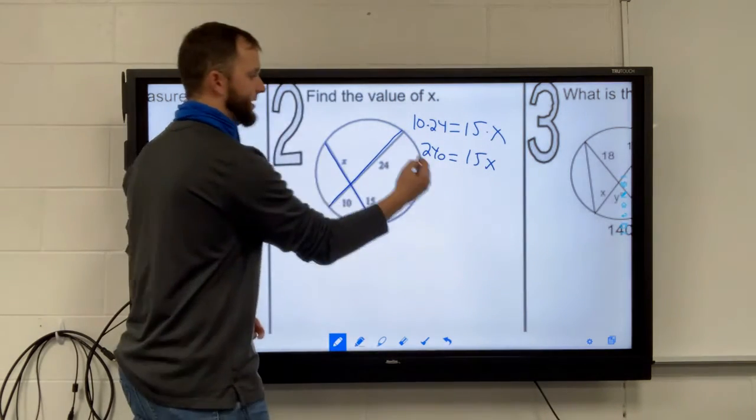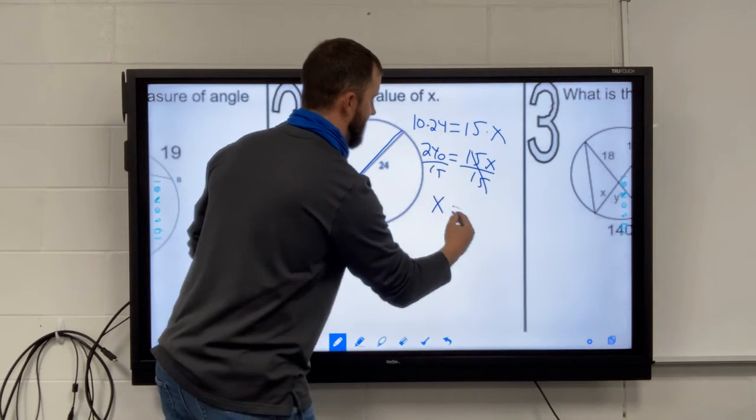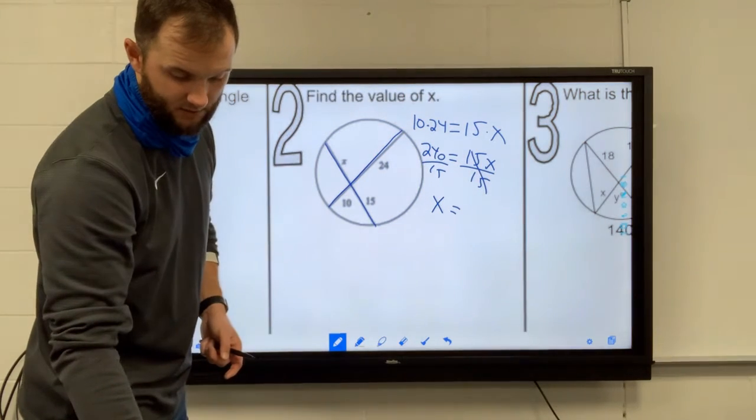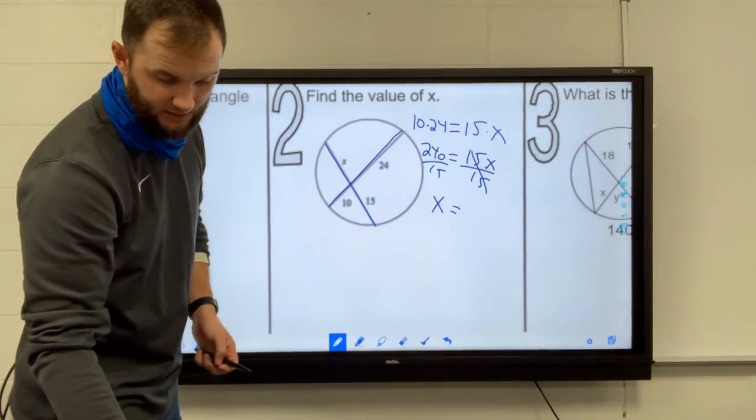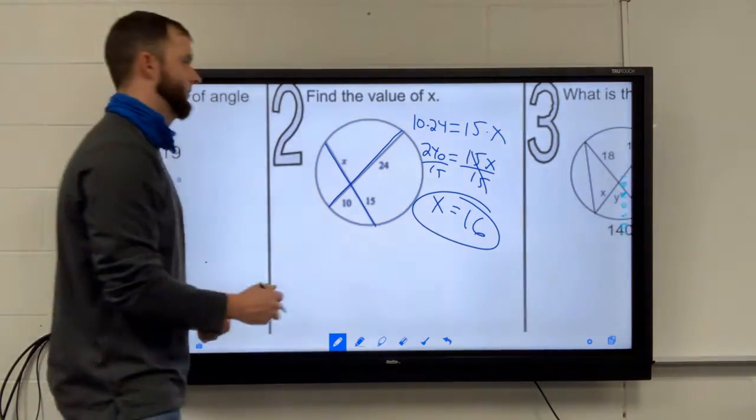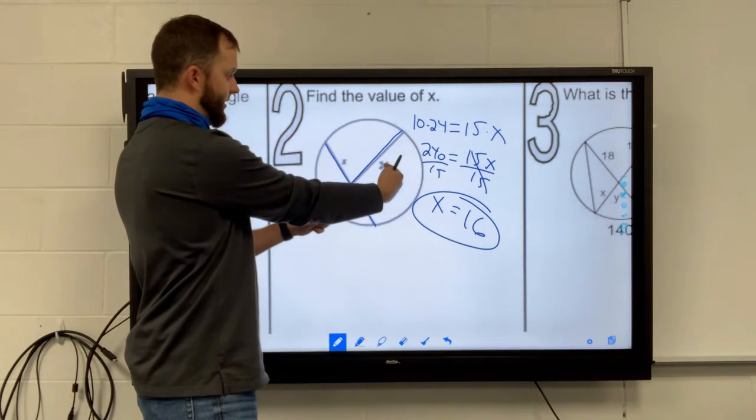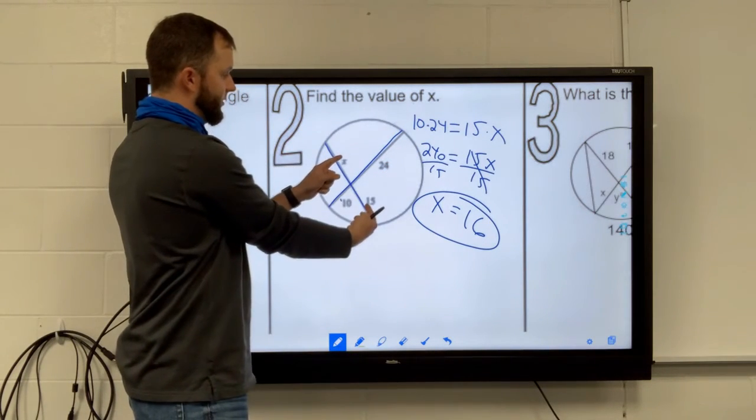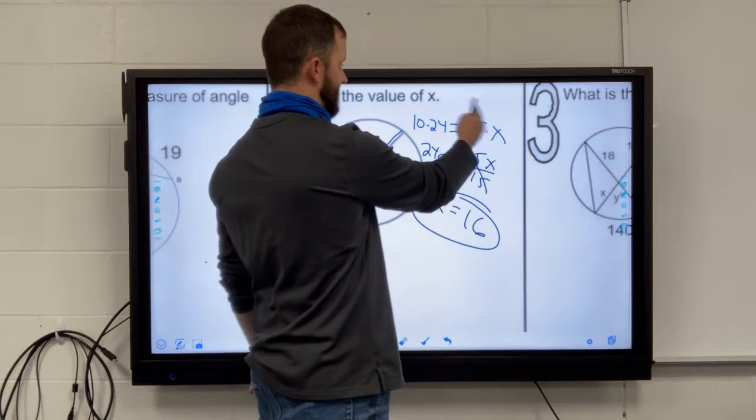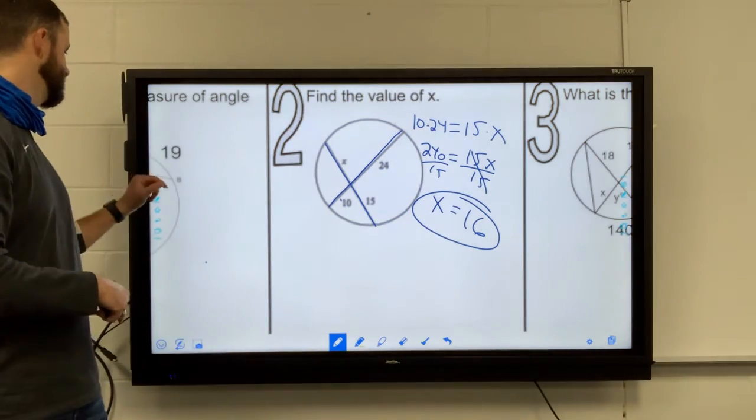15x. Now to get x by itself, I'm going to divide by 15 on both sides. So this is going to cancel. So x is going to be equal to, and if I do 240 divided by 15, that is going to give you 16. So x is going to be 16 in measurement. So again, the products of the measurement of these two lines and the product of these two lines have to be equal to each other. Set them equal, solve, it'll give you that missing variable. Okay, let's jump over to example number 3.